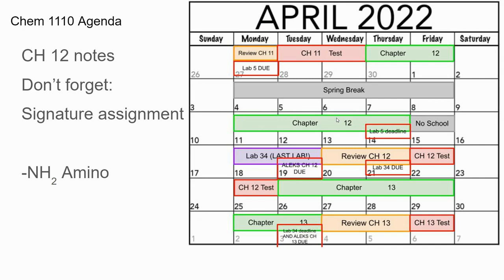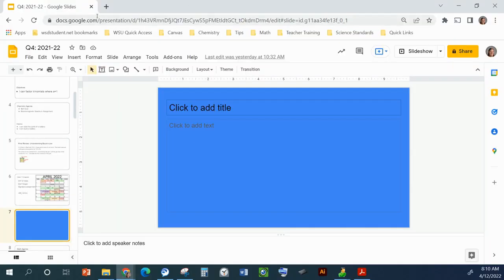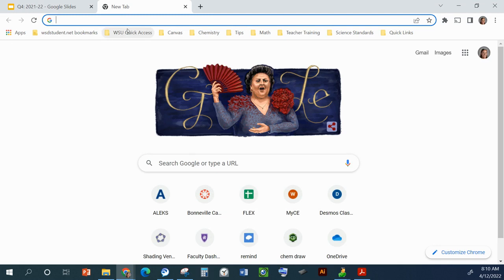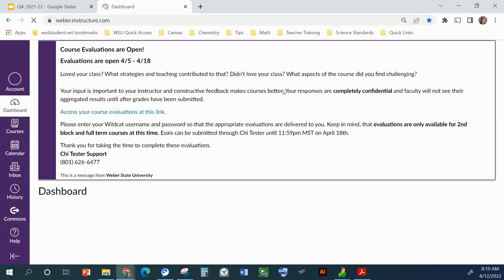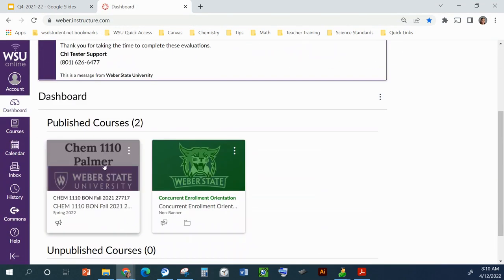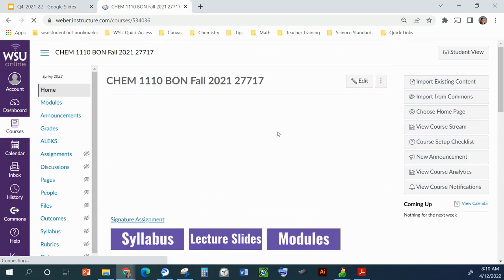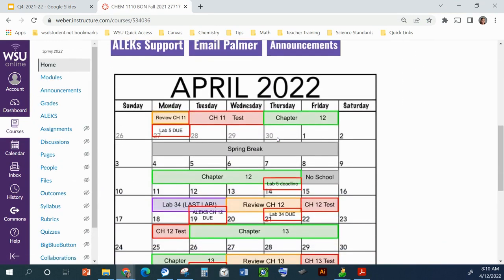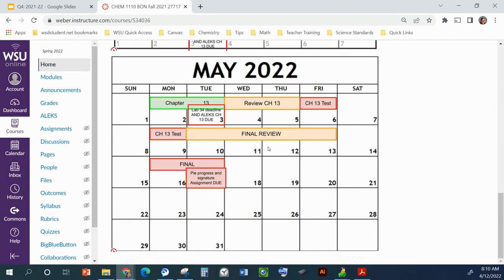What day is the final going to be? The final is going to be the 17th of May. So it's a Tuesday. I don't have it on my calendar, but if you pull up the Canvas, you can see the rest of our schedule. So if we go to the Weaver State Canvas, we go to chemistry. So we have the April calendar and then May. So the final is the 17th.